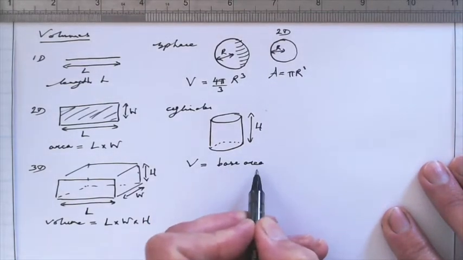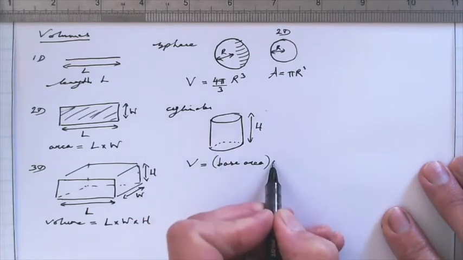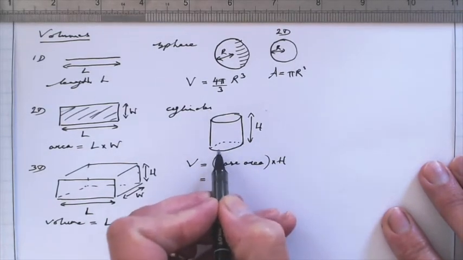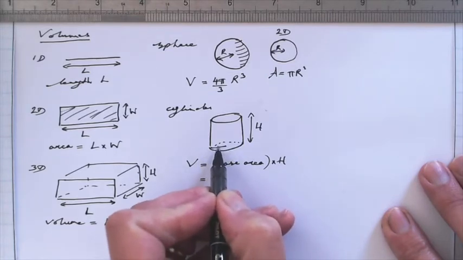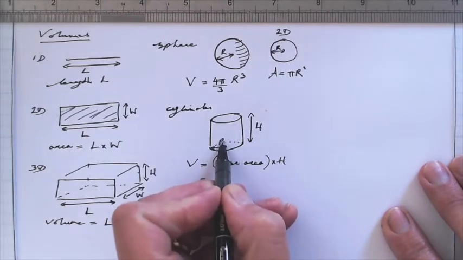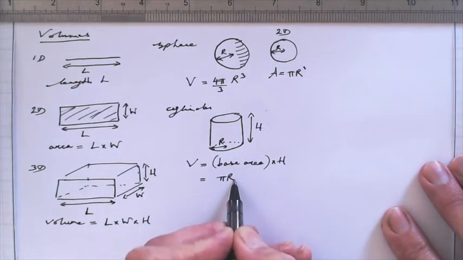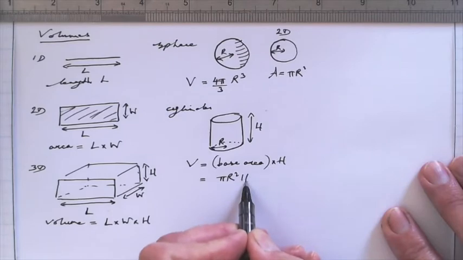Let me just write that in words first. So base area times the height. I've drawn it with a circular base here. Let's imagine that has a radius r for that circle in the base. The base area would just be pi r squared, and then times the height.